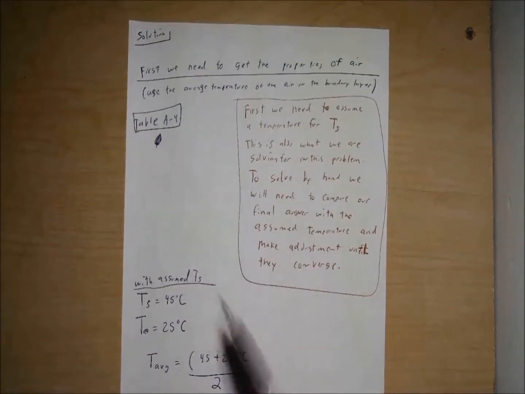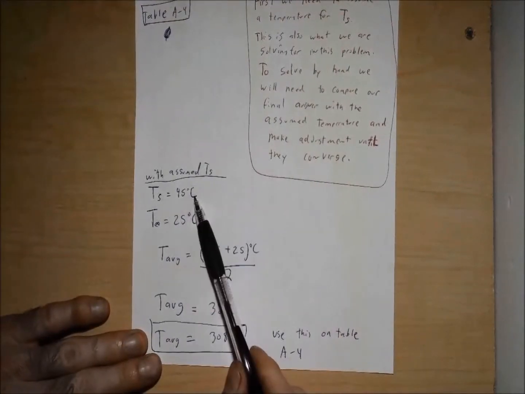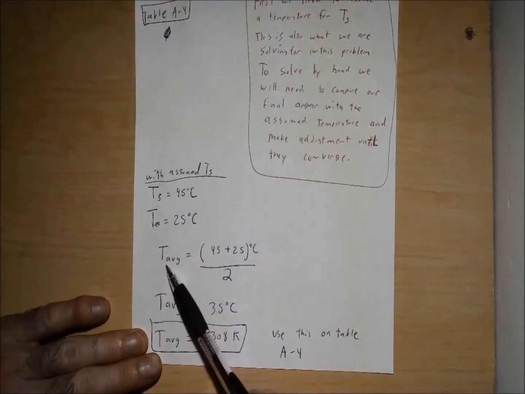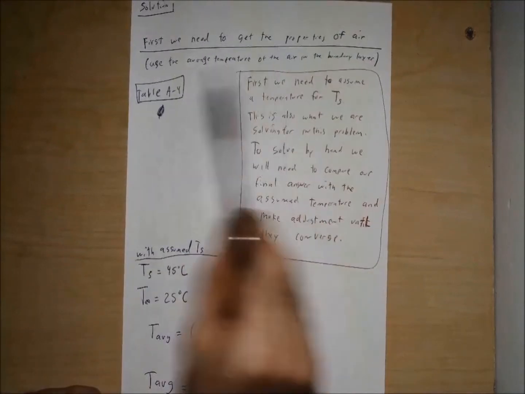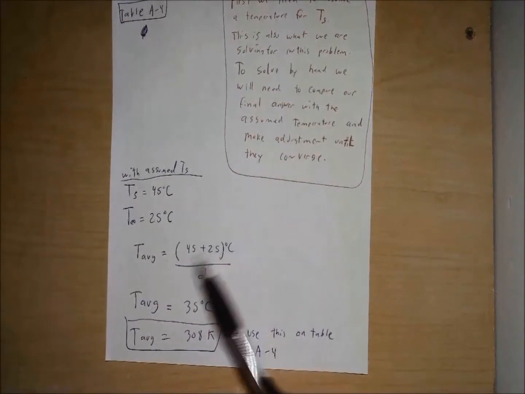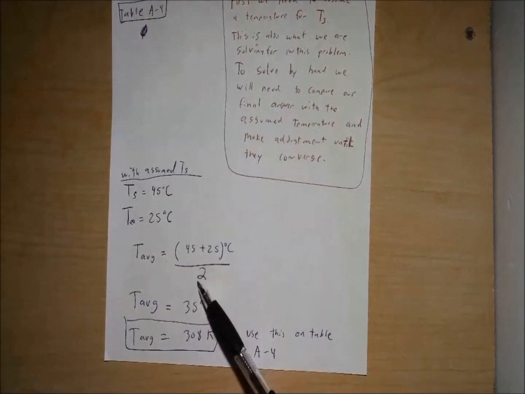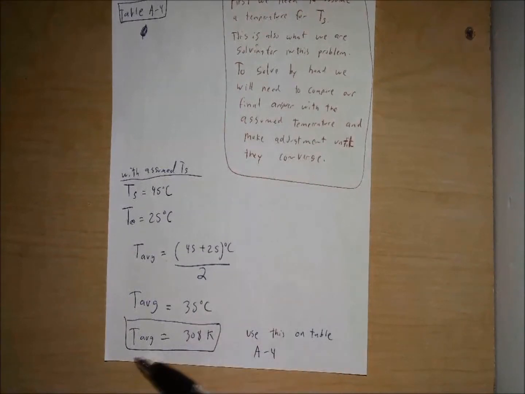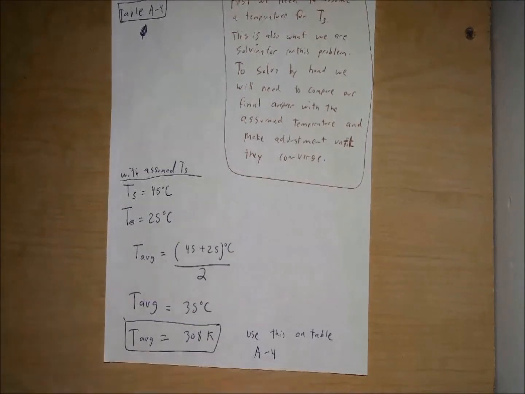We're going to assume our T_s is equal to 45 degrees Celsius. With that assumption, we also have T_infinity equal to 25 degrees Celsius, given to us in the problem statement. Now again, we said we're going to use the average temperature, which we look up in table A4. We take 45 plus 25 divided by 2, which gives our average temperature of 35 degrees Celsius. For our table, we want this in Kelvin, so this is 308 K. Now we take T average, go to table A4, and use this to get our properties for air.